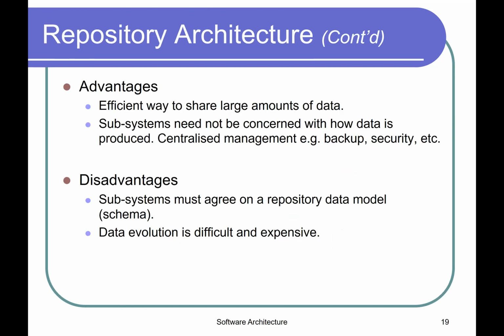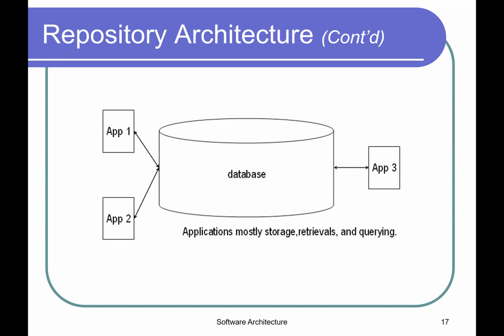No, I'm saying here data evolution and the schema itself is what's difficult. All right, but x equals 5 got changed. That's going to stay here until one of those apps wants to read it. All right, but it will be the same. That's the most advantageous aspect of a repository.